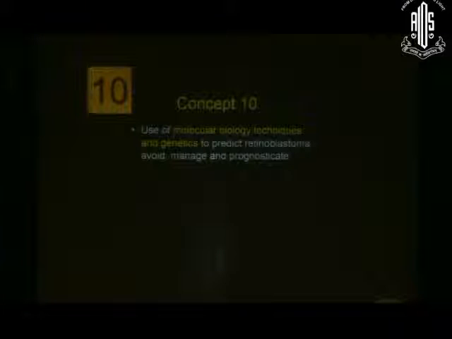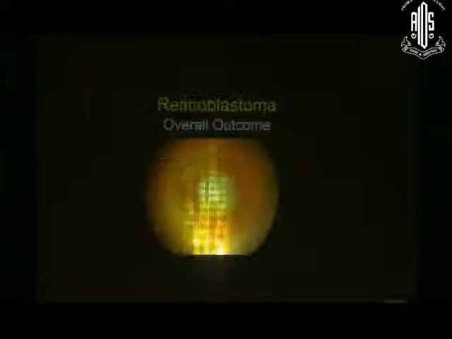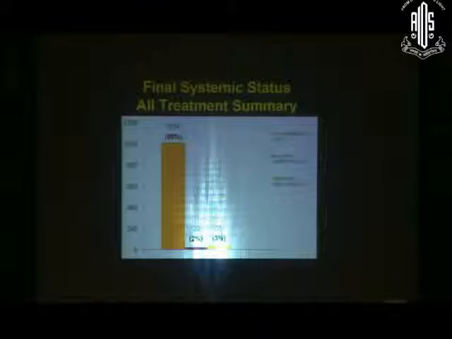I don't have time to go into the genetics, but I would just like to say that molecular biology techniques and genetics can predict retinoblastoma and avoid it in families, because you have preconception screening and in vitro fertilization techniques that are available to stop retinoblastoma in its tracks. So with all this, the overall outcome can actually mirror the West. These are very inexpensive treatment strategies that I outlined, costing less than 5,000 rupees per month for 6 cycles, which is less than the cost of a cataract surgery these days.